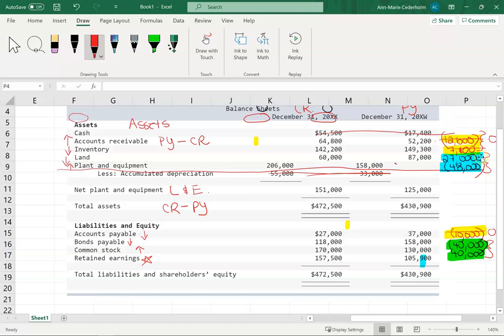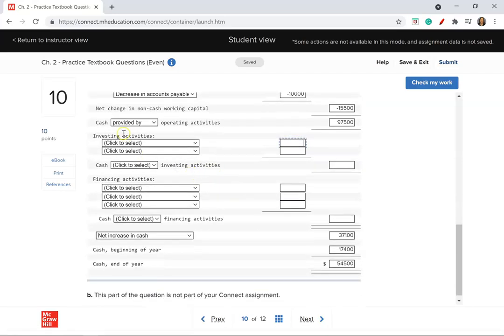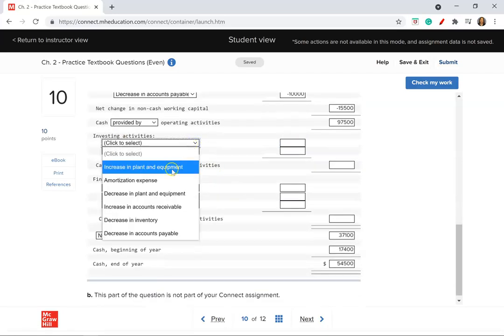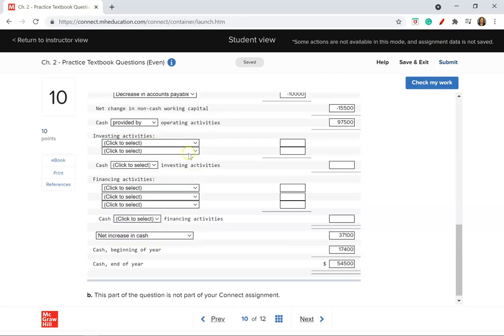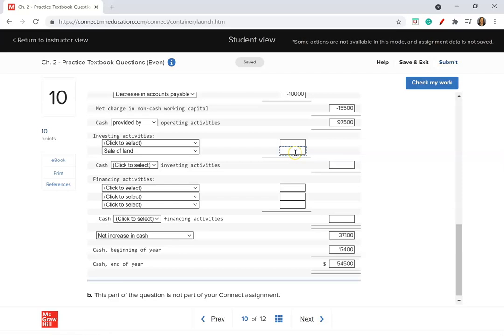So the investing activities, again, was the blue. So when land goes down, basically what that tells me is they sold it. So you might see it show up as a decrease in land or a sale of land. So let's go and do that. So I'm on my investing activities. Now I don't see anything here about land. So if it's not on that drop box, just go to the next one. And I see this one, sale of land. So I can put that number in. And it was the 27,000.